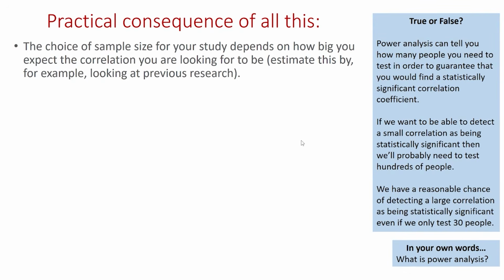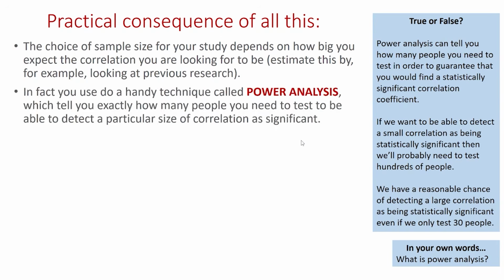The practical upshot of all of this is that we need to be quite careful when we choose what sample size we're going to use in our study. So our choice of sample size will depend on how big we expect the correlation that we're looking for to be. Maybe we estimate this by looking at previous research, for example. And in fact, we can be quite systematic about this by using a technique that hopefully you've come across, which is called power analysis.